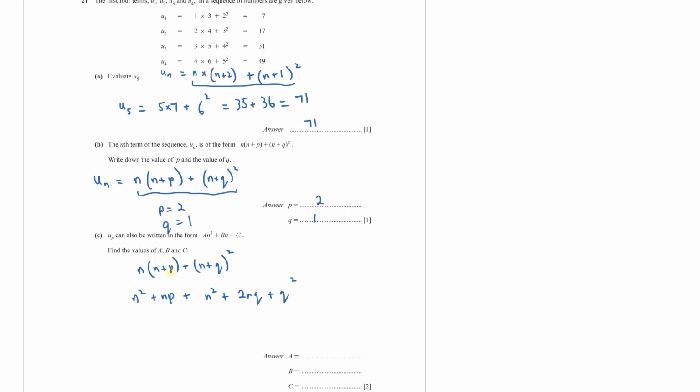Let me replace the values of p and q as well. So p is 2, so this becomes n squared plus 2n plus n squared plus 2nq. Q is 1, so this becomes 2n plus q squared, 1 squared, which is 1. Now if I add the values, I get 2n squared plus 4n plus 1. Let me write it just below this. So compare it to an squared plus bn plus c. So a is 2, b is 4, and c is 1.